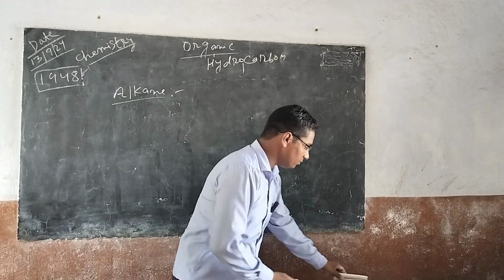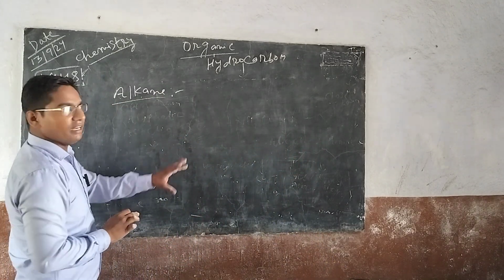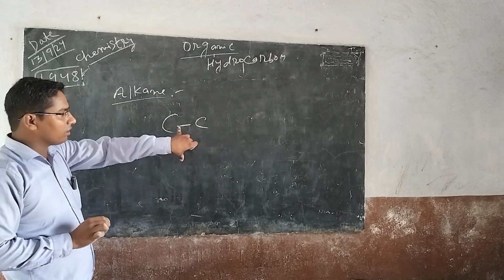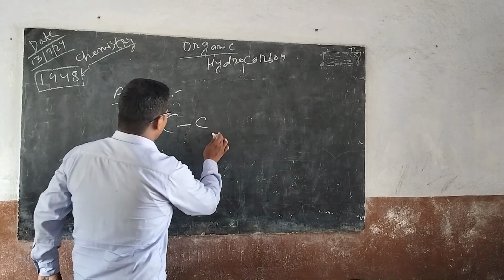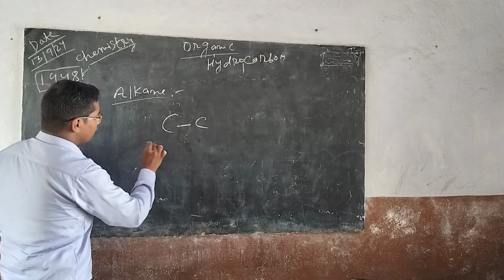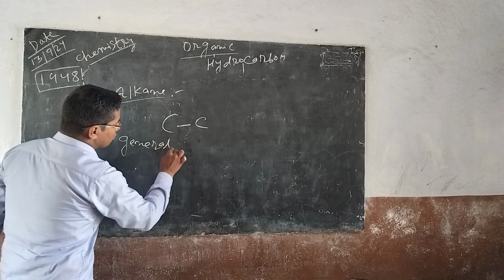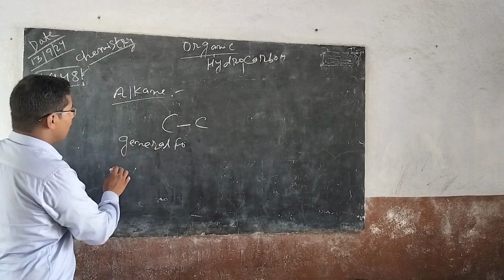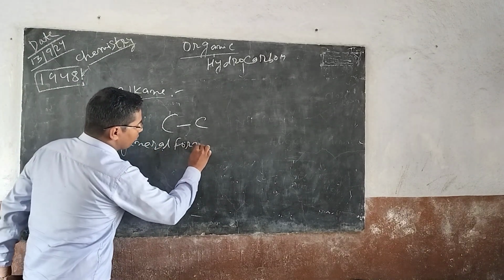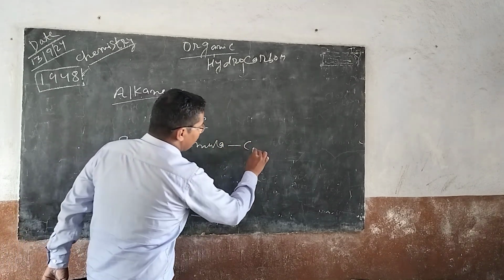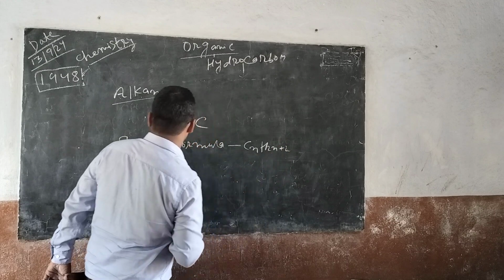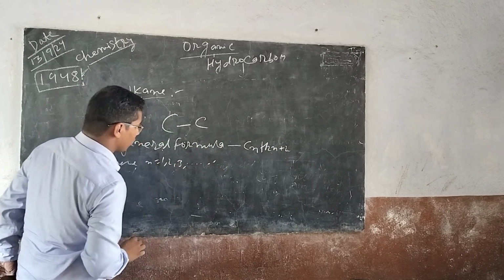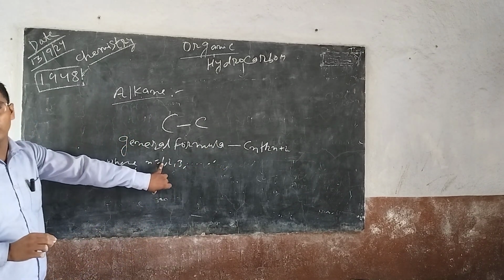First, alkane. While we study alkane, we have to know that carbon has only single bonds. And we need the basic information regarding alkane, like the general formula. When you make compounds in the family of alkane, we use the general formula. The general formula of alkane is CnH2n+2, where n is equal to 1, 2, 3, and so on. That means we can start from 1.